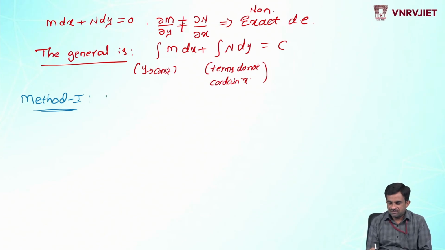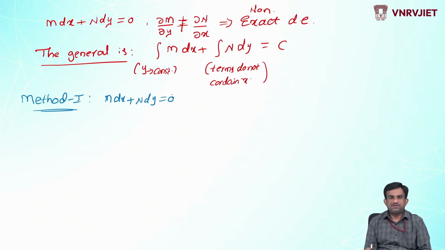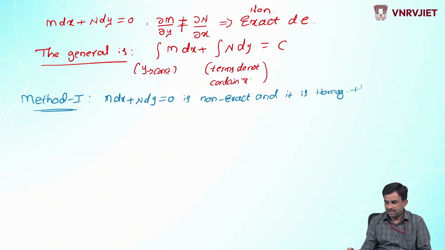Whenever the first order differential equation M dx plus N dy is equal to 0 is non-exact, and it is homogeneous, then the integrating factor we will write in this case as 1 by (Mx plus Ny), provided Mx plus Ny is not equal to 0.